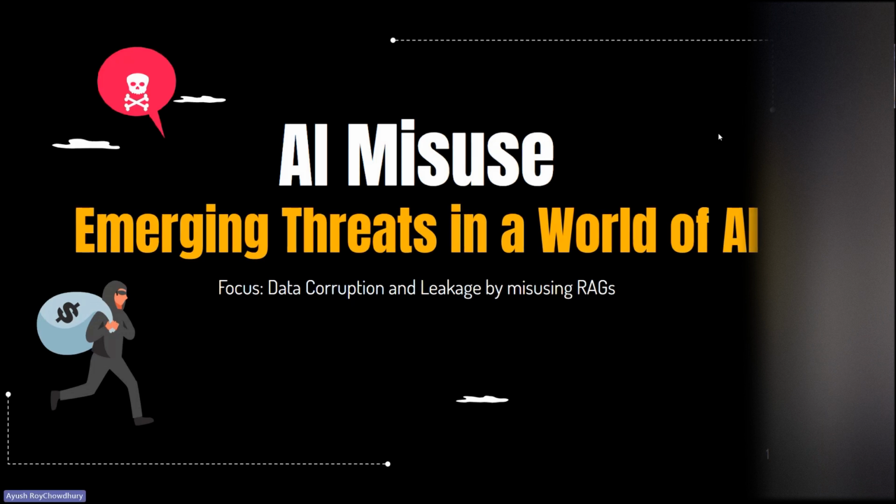Hello, everyone. My name is Ayush Roychowdhury. I am a master's student at UT Austin studying electrical and computer engineering. I'm with Spark Lab under the tutelage of Dr. Mohit Tiwari. My focus is on data corruption and leakage by misusing RAGs, and that's what I'm going to be talking to you about today, which is emerging threats in the world of AI and why security is important now more than ever.